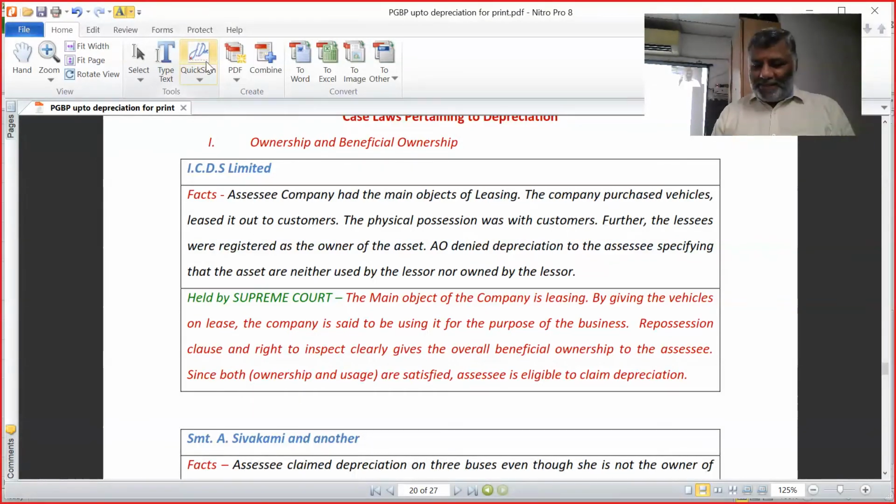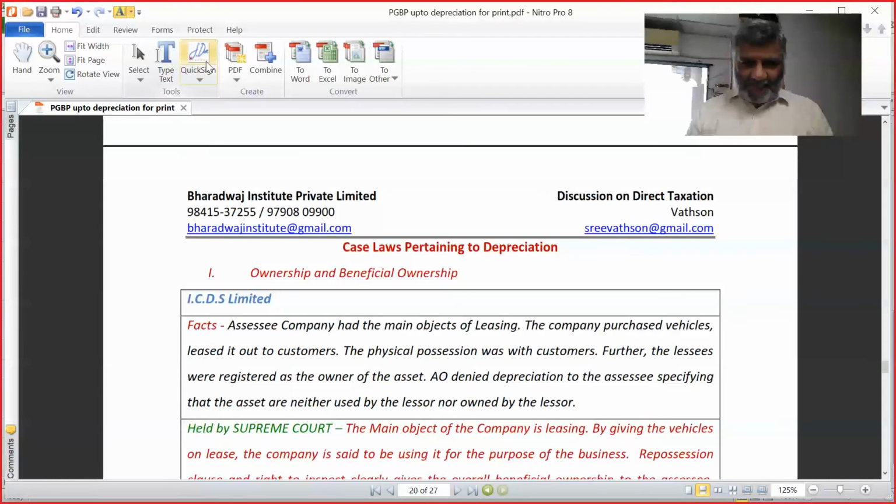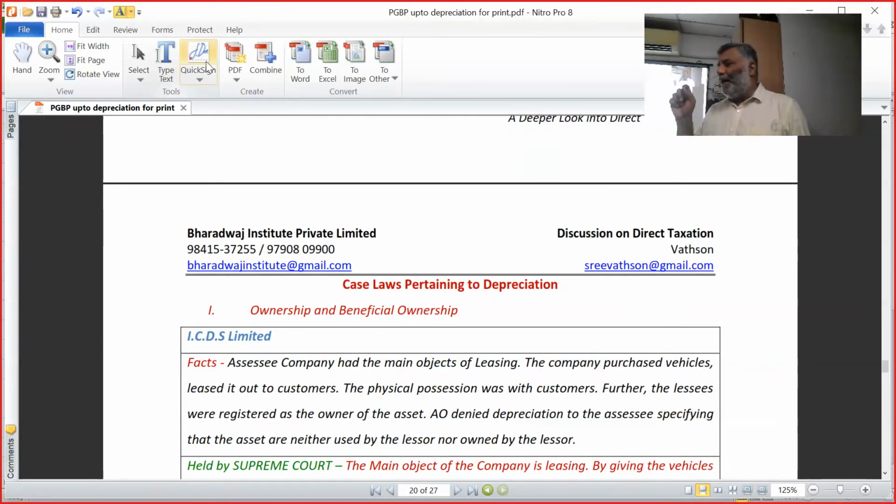Okay. The first case, ICDS Limited. The company is in the business of leasing of vehicles. So what they do, they buy the vehicle, they fund the vehicle, and the lessee uses it. Lessor funds it, lessee uses it. To avoid the dual stamp duties and registration process, they directly register it in the name of lessee.